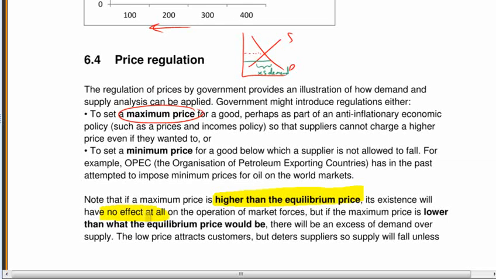A minimum price is the opposite, obviously. So again, I hope this isn't too small. Demand and supply would give us a market price there, but the government this time thinks that is too low. They think we should have a price of at least that amount. And obviously the problem there is that we then get excess supply.